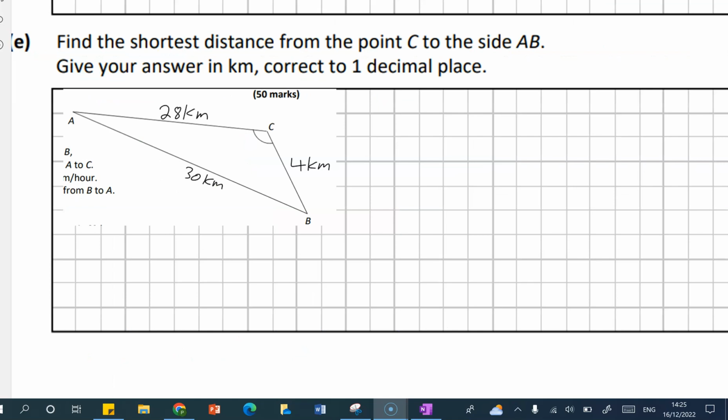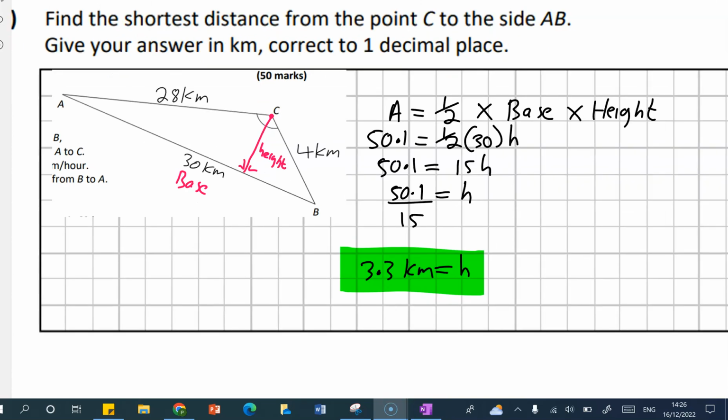The shortest distance from C to AB. Shortest distance from a point to a line is a line that is at right angles. If you wished, you could now refer to this as the base of the triangle, and this is the perpendicular height. We can use those two values to find area, and we already know the area is 50.1 kilometers squared. That gives that length h there, 3.3 kilometers.